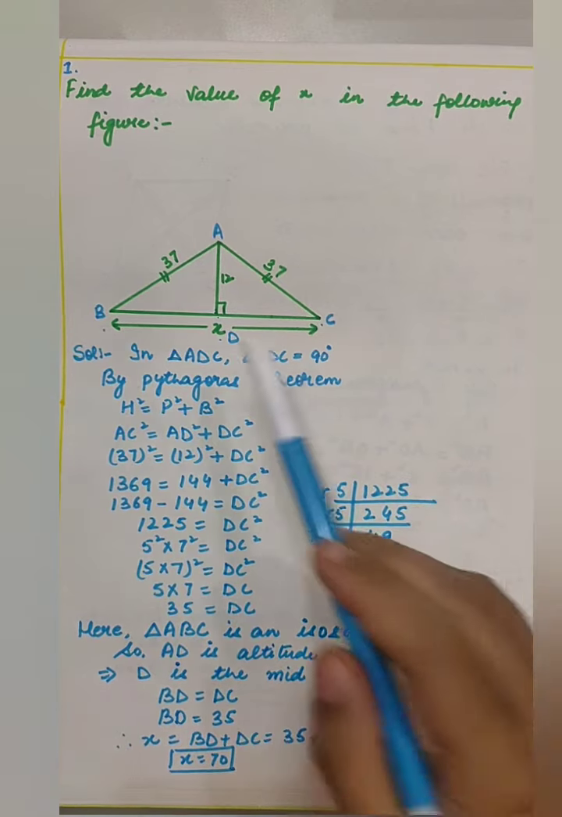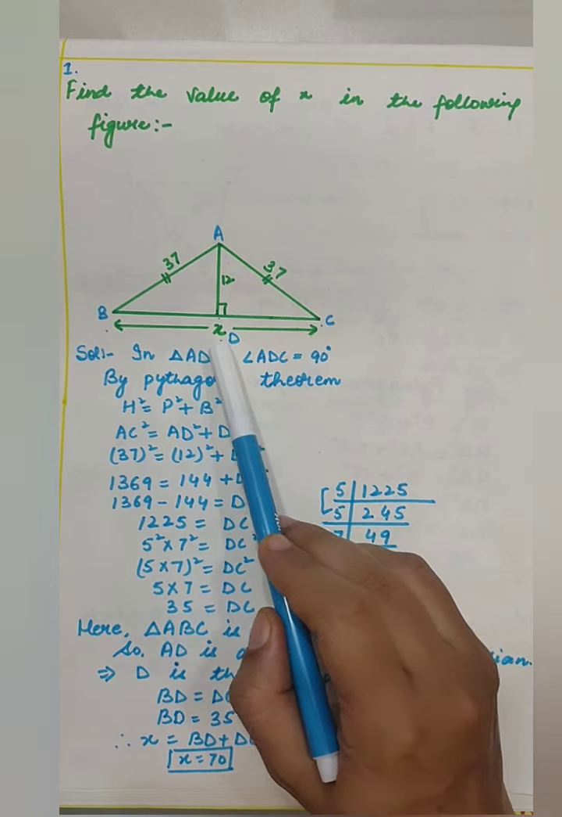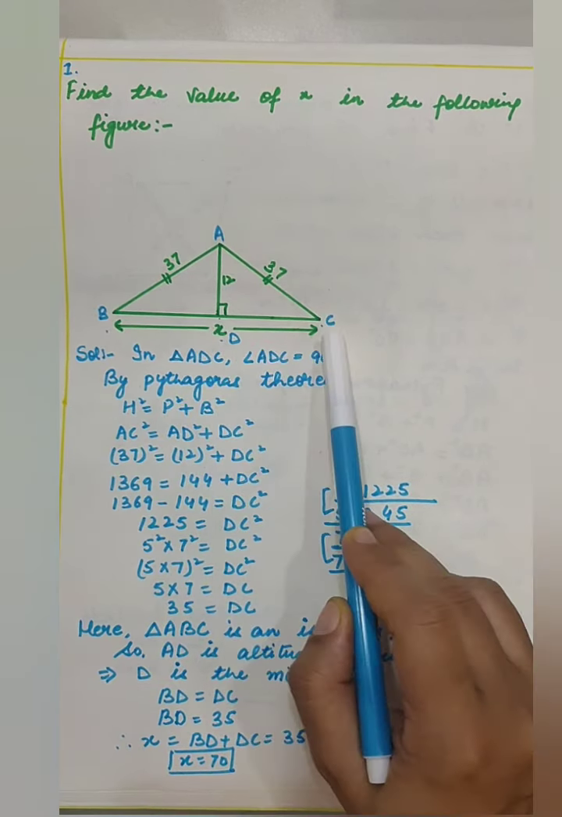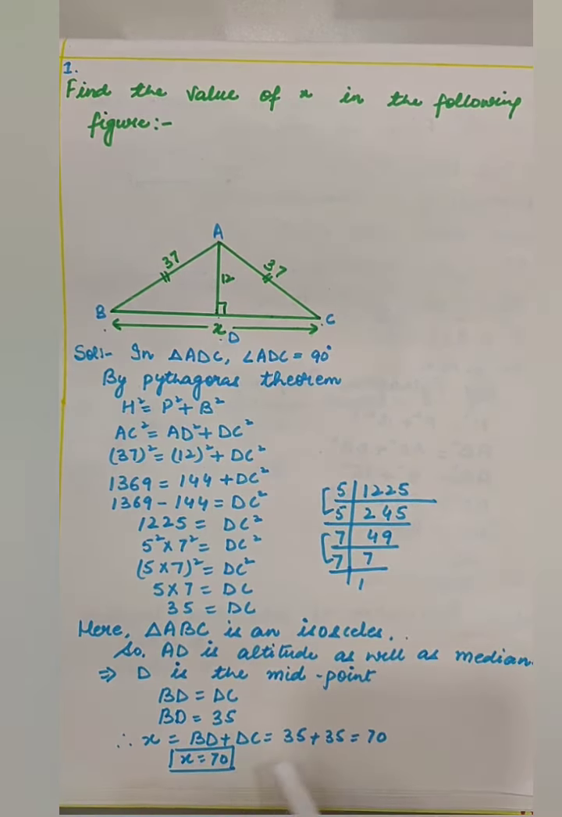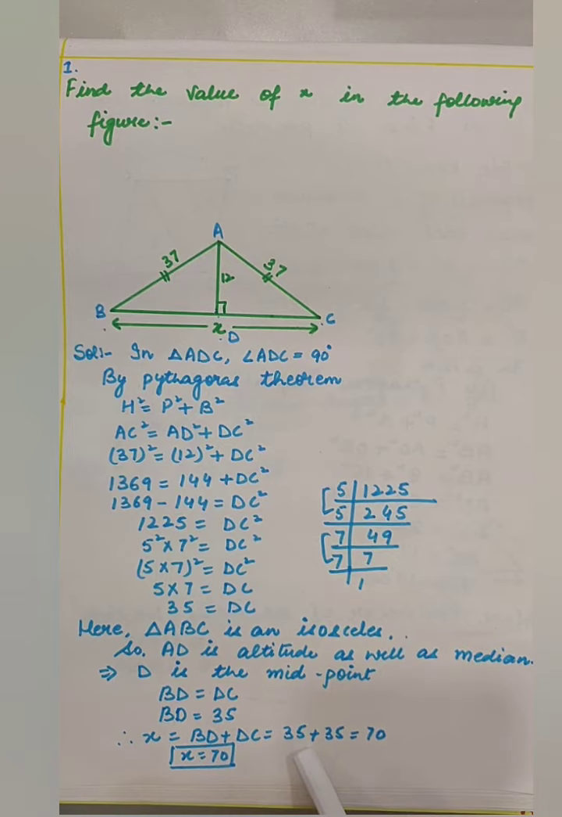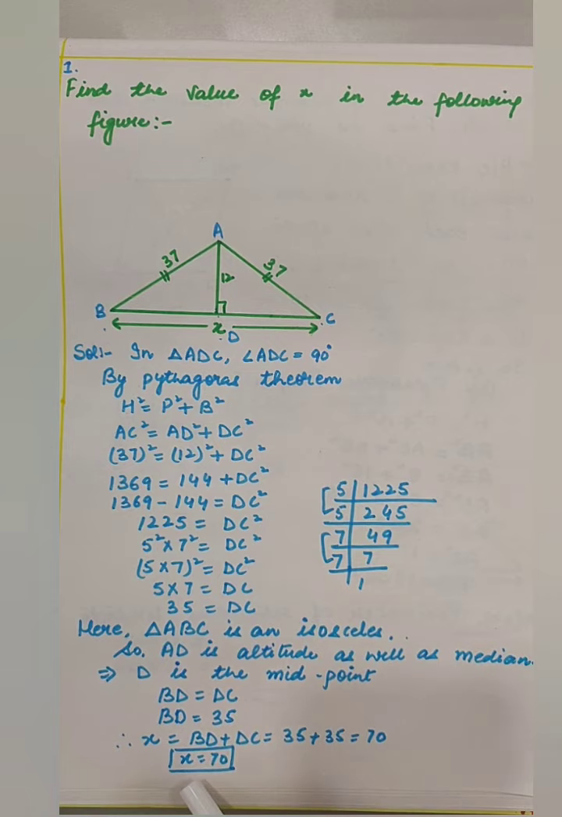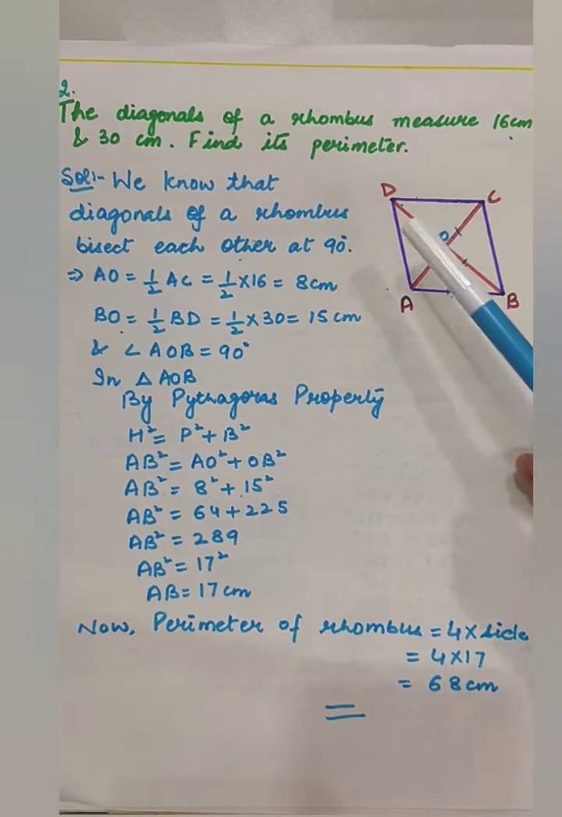As we have to find the length of x, x is equal to BD plus DC. BD and DC both are 35, so this becomes 35 plus 35 is equal to 70. So the length of x is 70 units. Now we will do question number 2.